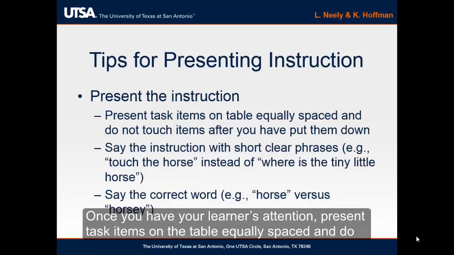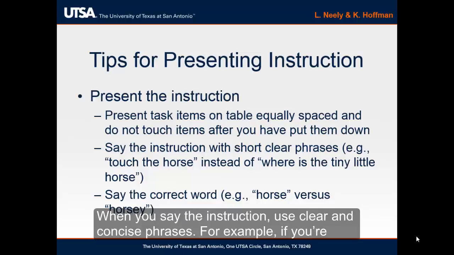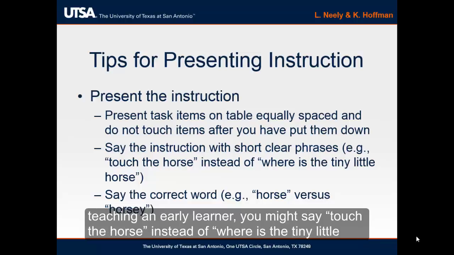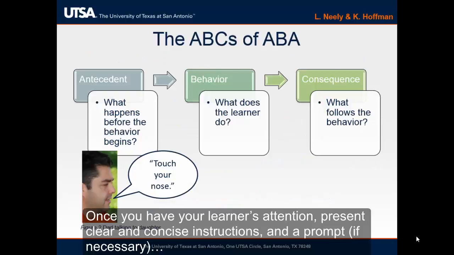So once you have your learner's attention, present task items on the table equally spaced and do not touch the items after you have put them down. When you say the instruction, you use clear and concise phrases. For example, if you're teaching an early learner, you might say touch the horse instead of where is the tiny little horse. And make sure to use the correct word, for example, horse versus horsey. So once you have your learner's attention, present clear and concise instructions and a prompt if necessary.